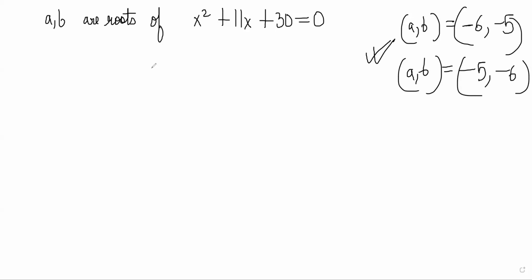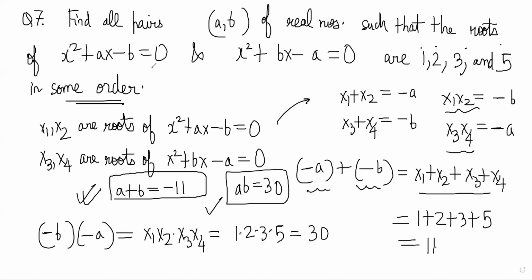From the quadratic equations, basically we found out the sum a plus b and also found the product of a and b. That gives us the value of a and b. Basically they can be minus 6, minus 5 or minus 5, minus 6. Right. Let's move to the next question now. This was question 7. So the next one, question number 8, is this question.